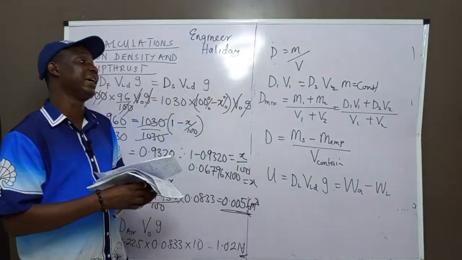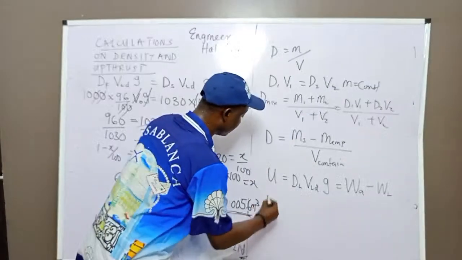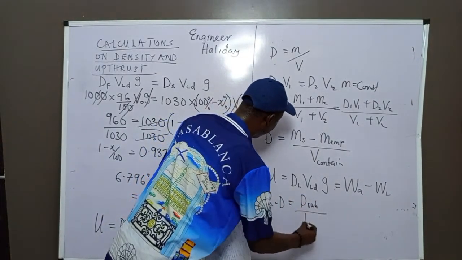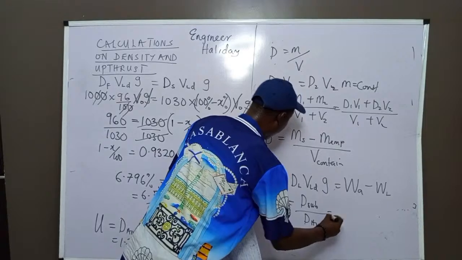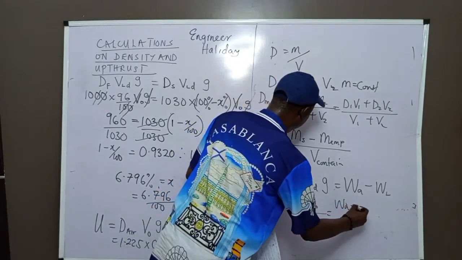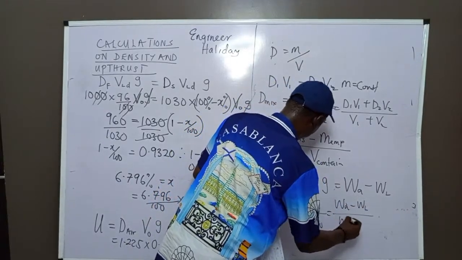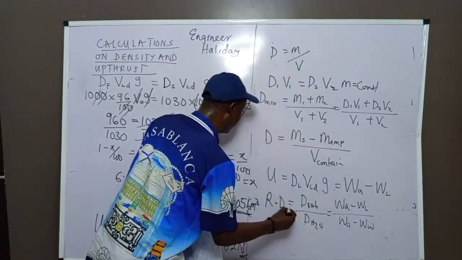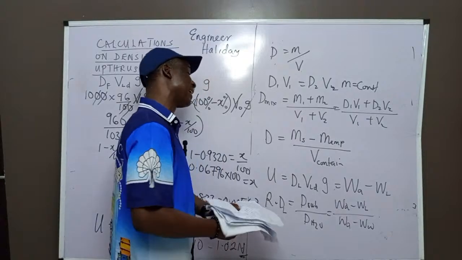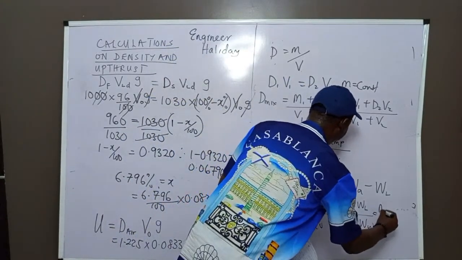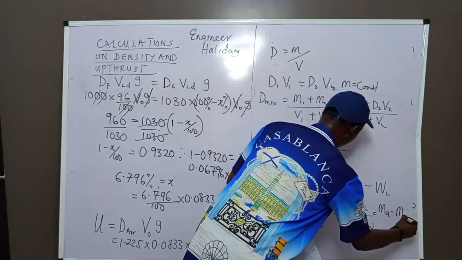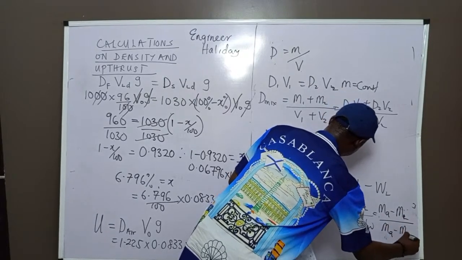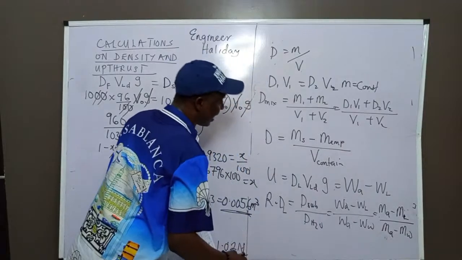We have also said that relative density is equal to density of substance over density of water, or weight in air minus weight in liquid over weight in air minus weight in water. Don't forget, this is relative density of liquid. You can also have it as mass in air minus mass in water or in liquid, over mass in air minus mass in water.